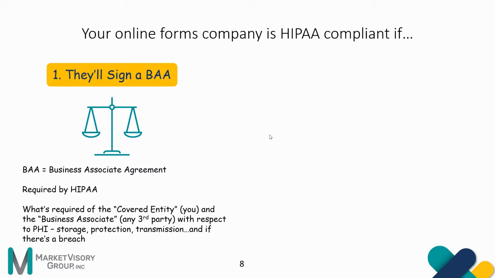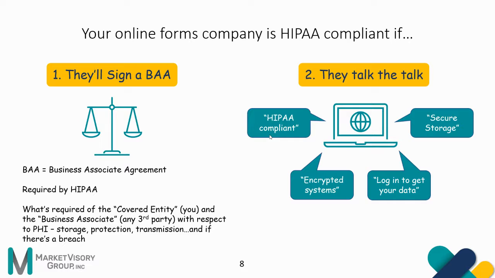So that's the first box you've got to check. The second one is they talk the talk. They use certain terms. Here are some examples. They say they're HIPAA compliant. That's an obvious one. We have encrypted systems. You have to log in to get your data.